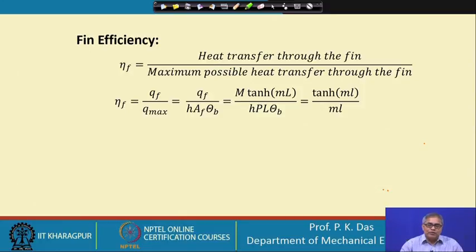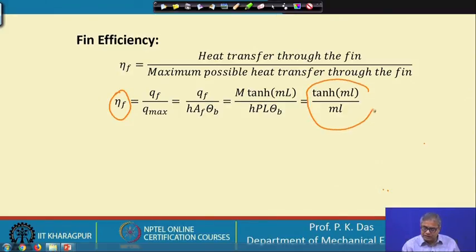How can we get the maximum possible heat transfer? If we assume that the fin is made of a highly conductive material, there is no temperature drop across the fin. So, we get that, and this is a very important piece of information. We get the fin efficiency eta f, which is given by tanh ml by ml, tanh hyperbolic ml by ml.